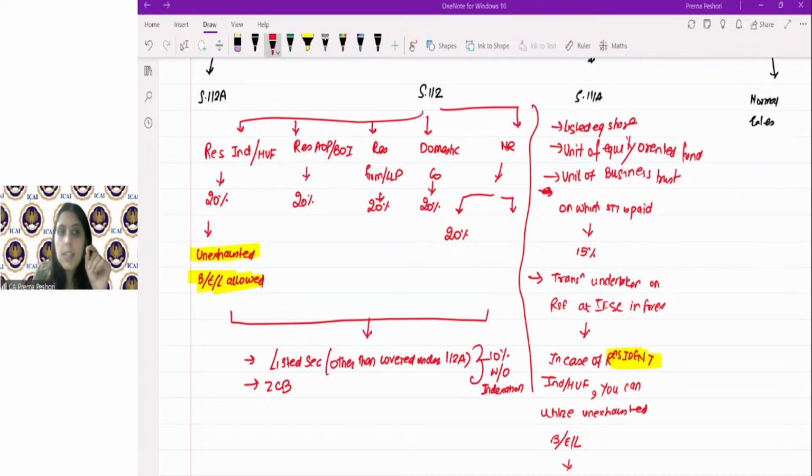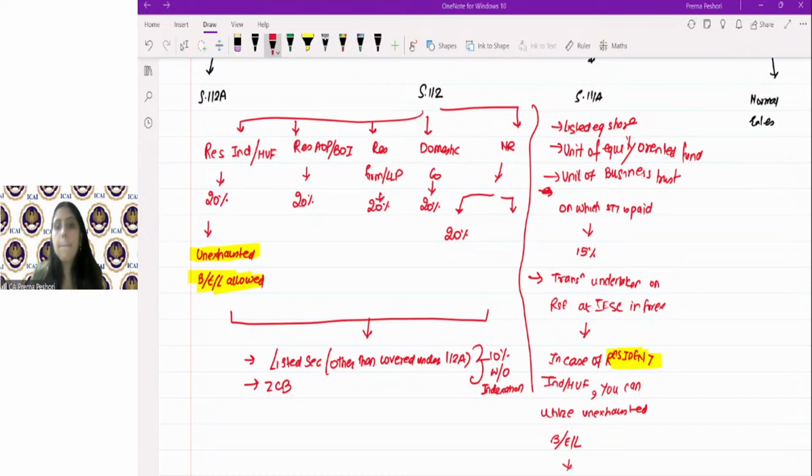So in other assets, it is 20%. In case of other assets, it is 20%. Secondly, as I said, for non-resident, there are two rates basically available. What are they?